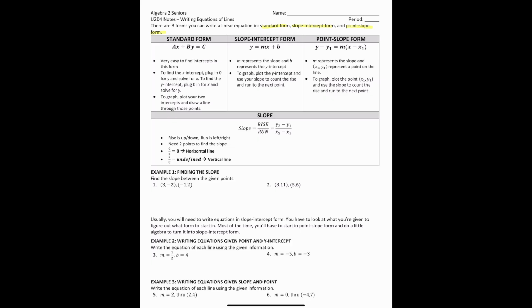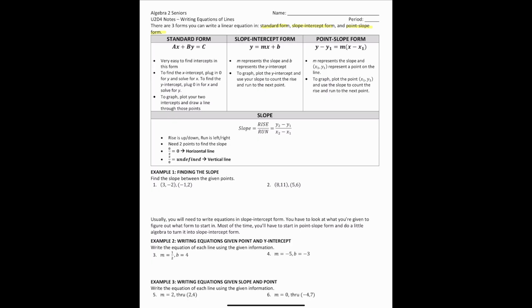Standard form, if you remember, is in the form ax plus by equals c. It's really easy to find the intercepts in this form. To find the x-intercept, all we had to do was plug in 0 for y and solve for x. To find the y-intercept, we just plug in 0 for x and solve for y. With those 2 points, we plot them and then draw a line through those points.